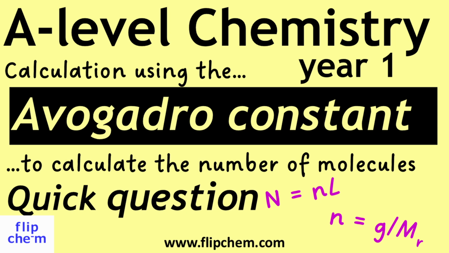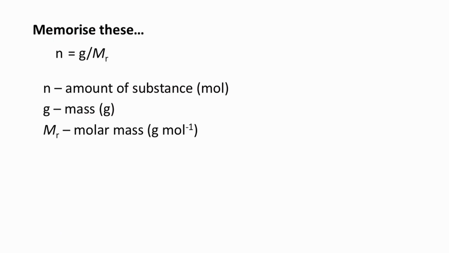Welcome everyone. In this video, we'll look at a question that involves amounts of substance in moles. This is used to calculate the number of molecules present in a 6-gram sample of nitrogen. It's an A-level chemistry exam question. Details are in the description. Let's get started. Before we get into the question, let's look at the equations that we will need to use.